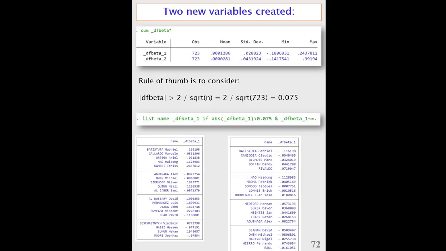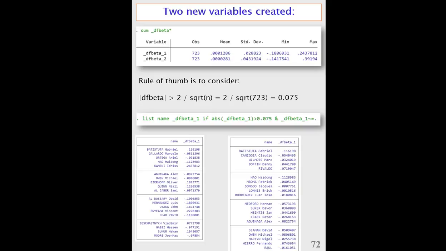And now what I simply do is I list the cases for which this is actually true. These are, let's say, potential outliers. Here I do this for the first variable, dfbeta_1. Show me the name of the player and the dfbeta_1 value if the absolute value of dfbeta_1 is larger than 0.075, that's that one. And because I don't want the dfbeta_1 equal to missing, I add: and dfbeta shouldn't be missing. Now that gives me a list here of players starting from Batistuta all the way up to Joe Max Moore. And these are, let's say, potential outliers if you look at the dfbeta_1, which was the coefficient of height.